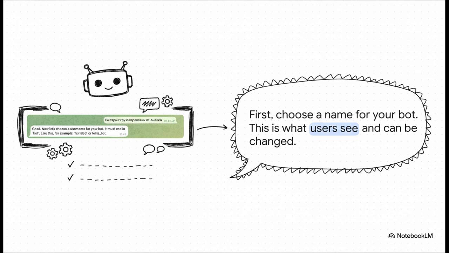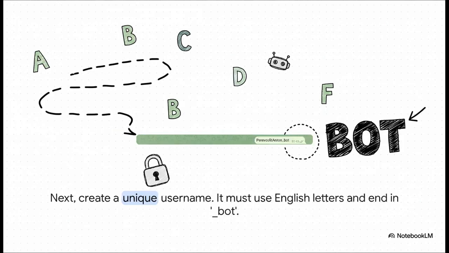Now, this is the friendly public name that everyone will see in the chat header. And don't sweat it too much. You can always change this later. So you could call it Dave's Pizza Bot or My Company's Support, whatever you want. All right, next up is the username. Think of this like its permanent web address on Telegram.